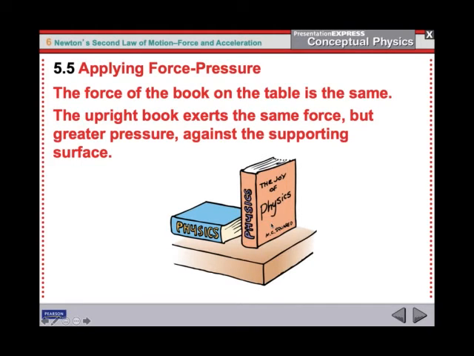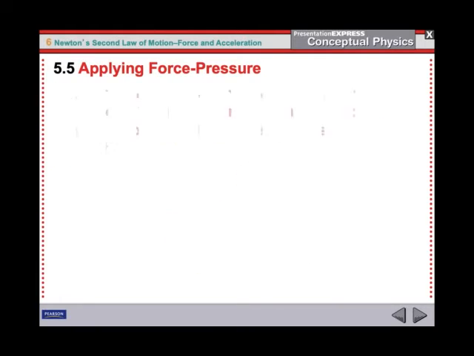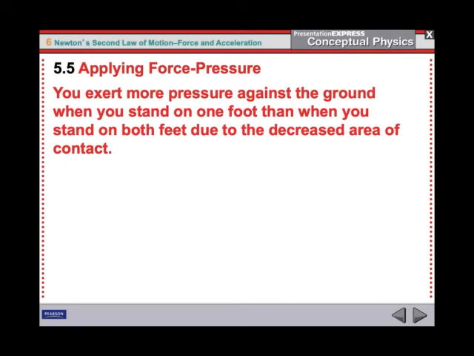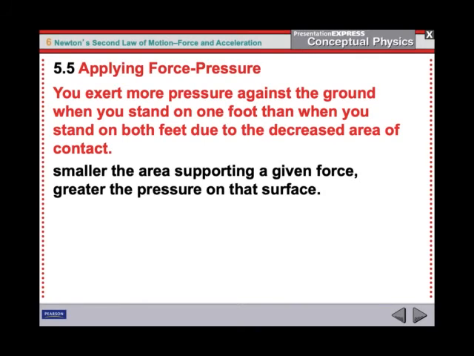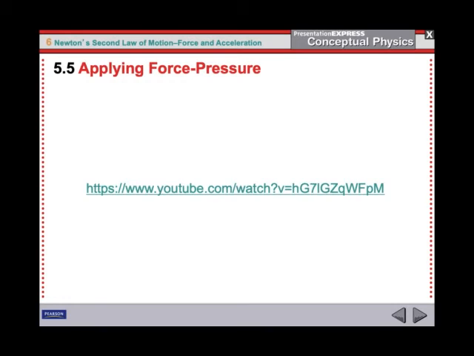Ooh, that sounds like an inversely proportional relationship. Well, let's see. Okay, you exert more pressure against the ground when you stand on one foot than when you're standing on both feet because you're decreasing the surface area when you pick up one foot. Obviously. Has your weight or your force due to gravity changed? Absolutely not. The smaller the area supporting a given force, the greater the pressure is going to be on that surface.